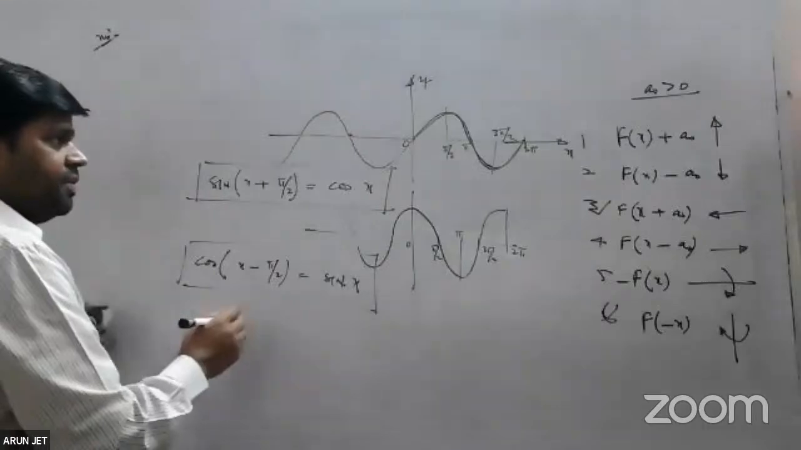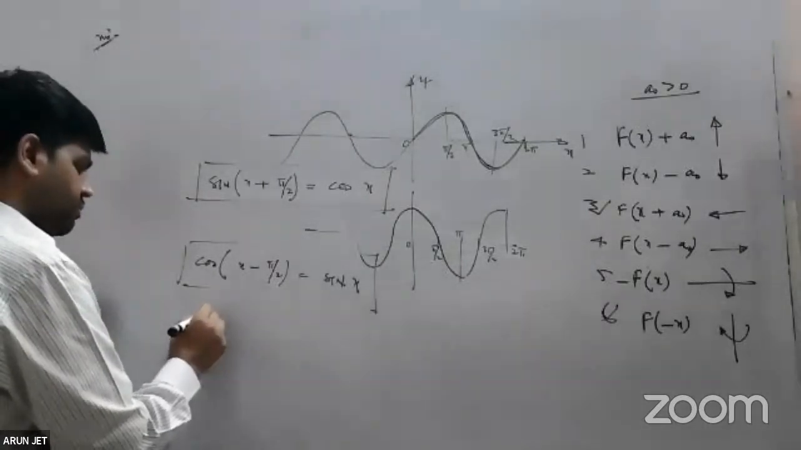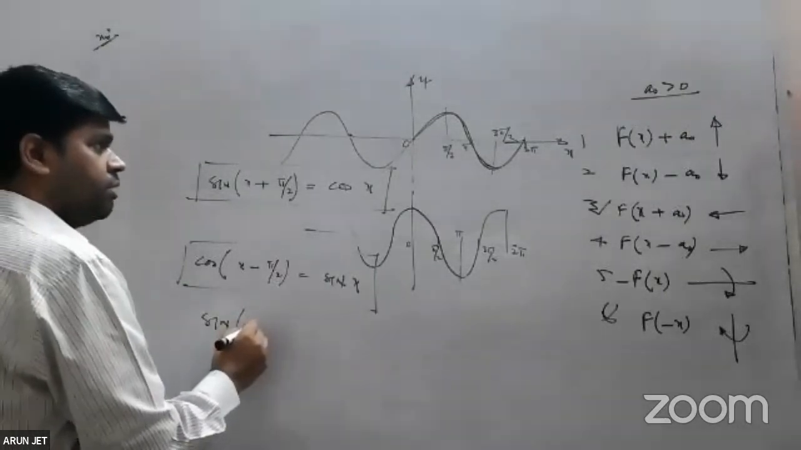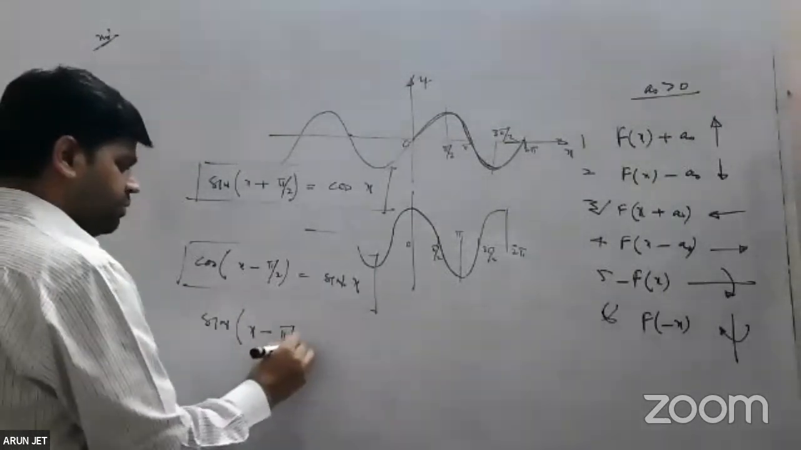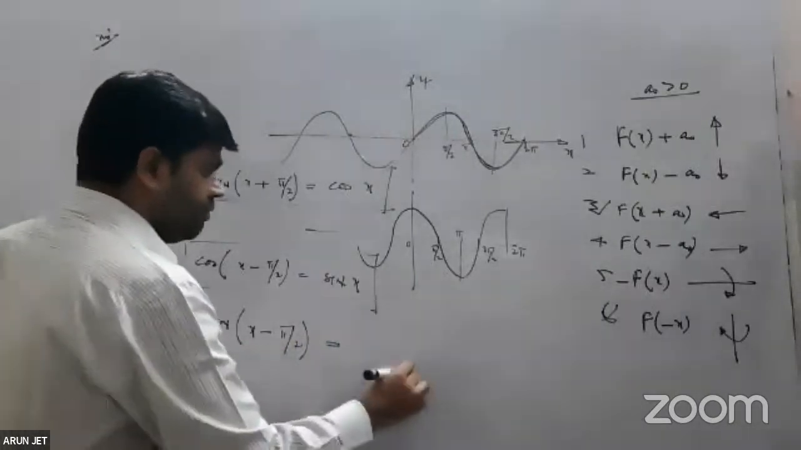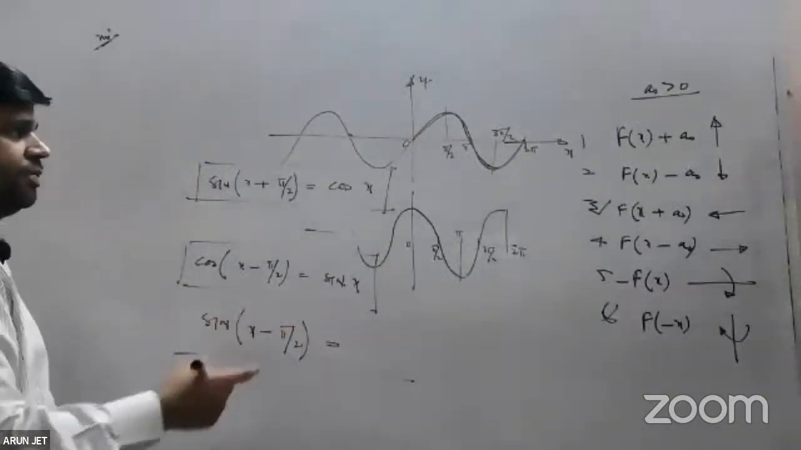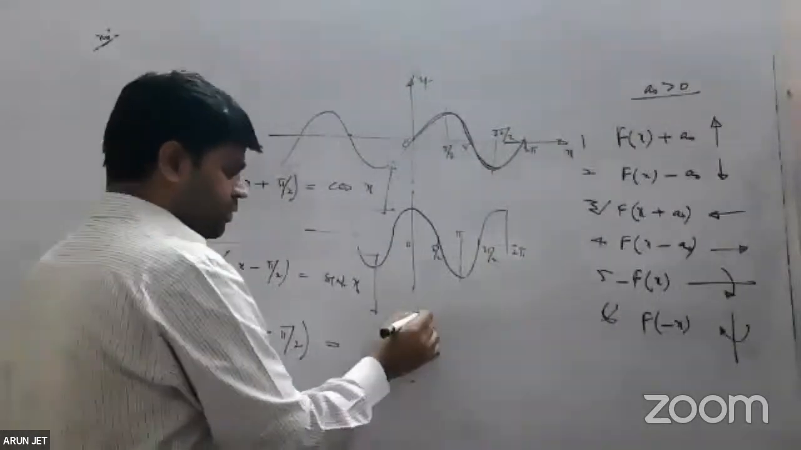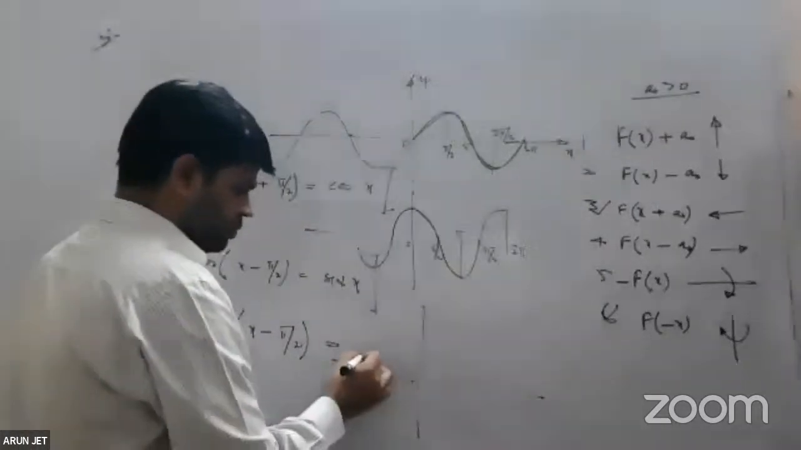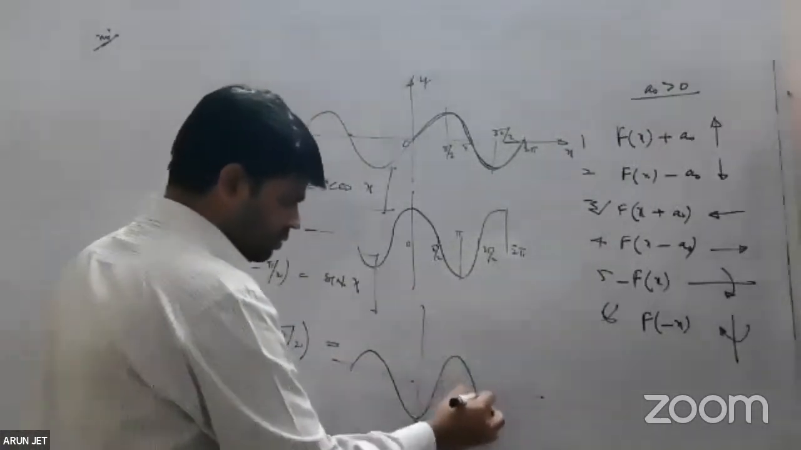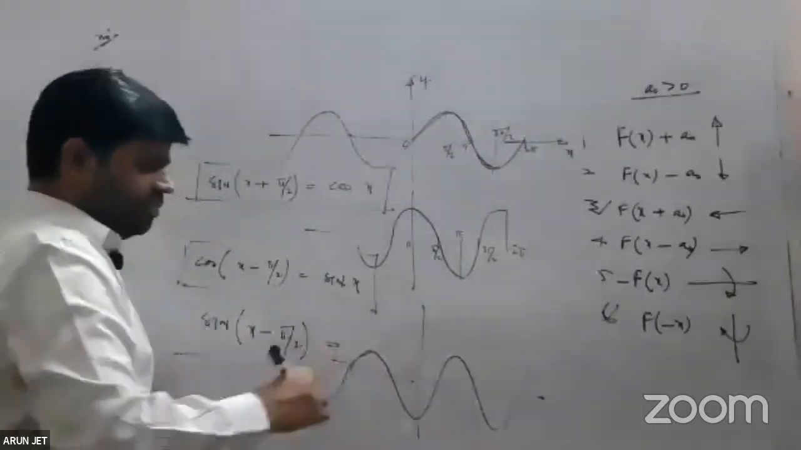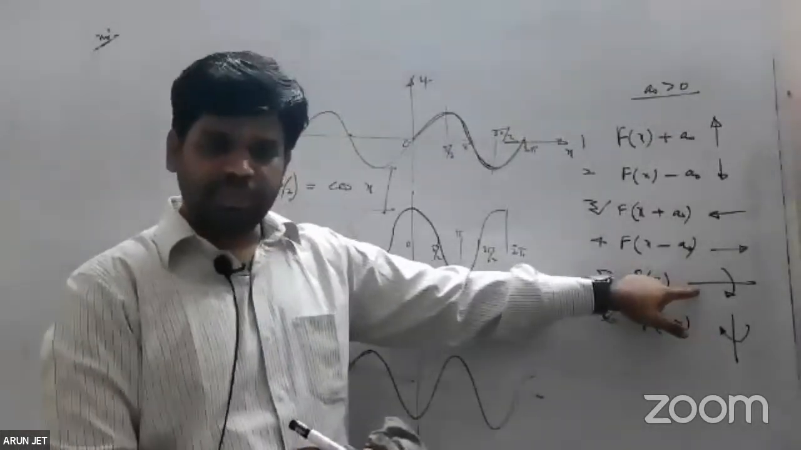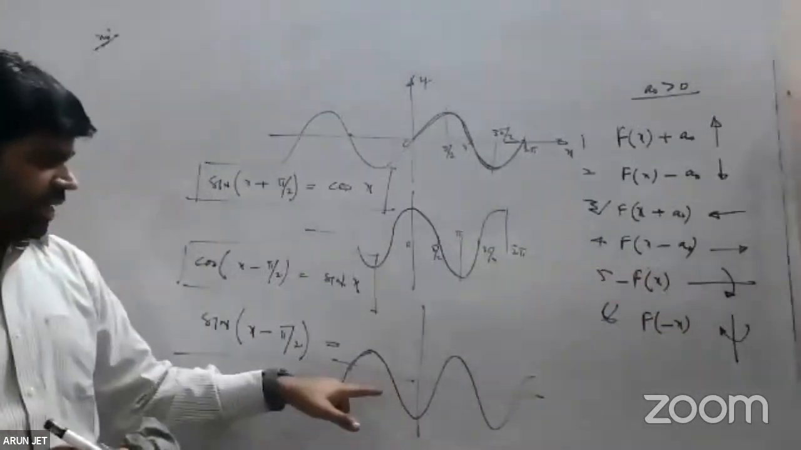Let's see what happens if I shift sine of x minus pi by 2. What do I get? From the graph, can you tell me? What do you get for x minus pi by 2? X minus pi by 2 is nothing but this function being shifted towards right by pi by 2. So this is what I get, which is nothing but minus of cos. See, minus f of x is reflection about the x-axis. So what I get is minus cos like this.